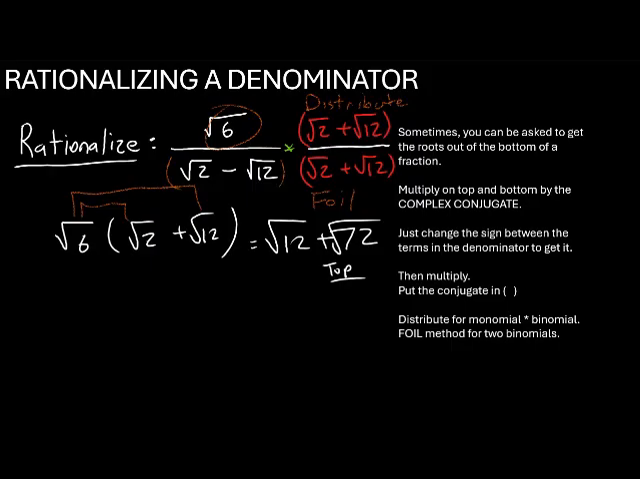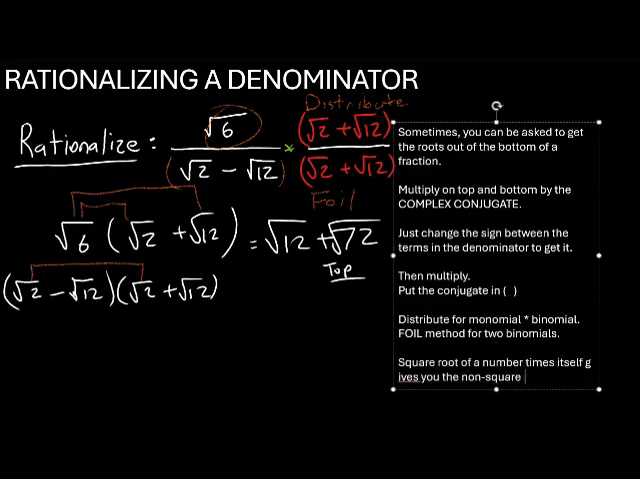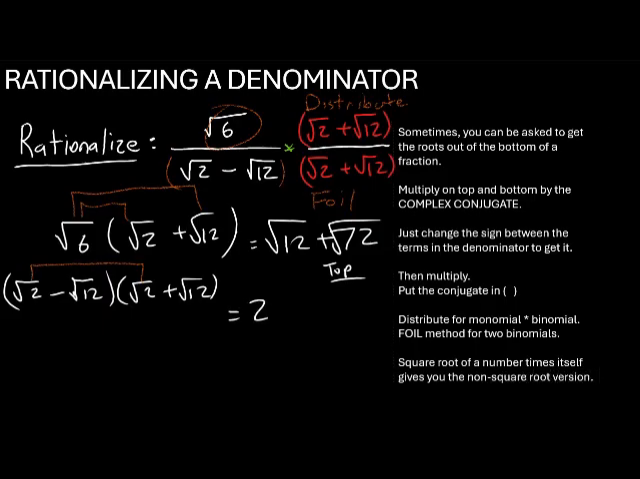Now for the bottom, let's look at square root 2 minus square root 12 times square root 2 plus square root 12. We'll begin by taking the first terms. Square root 2 times another square root 2 will give us an ordinary 2 without a square root. Any square root times itself just gives you the non-square root version. So we'll say 2, then take square root 2 times square root 12. 2 times 12 gives us 24, so we'll have square root 24.